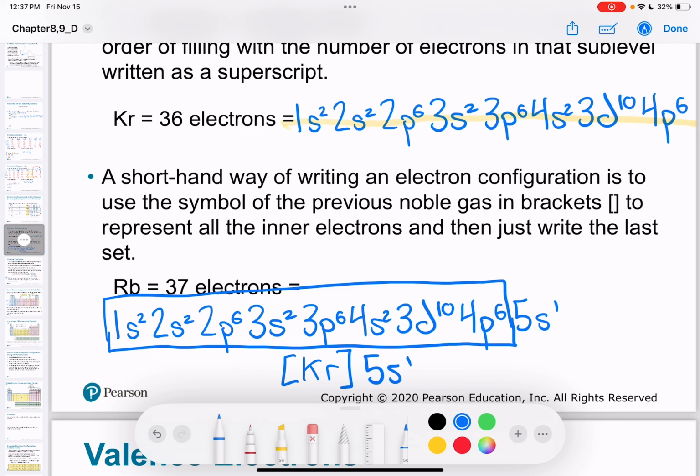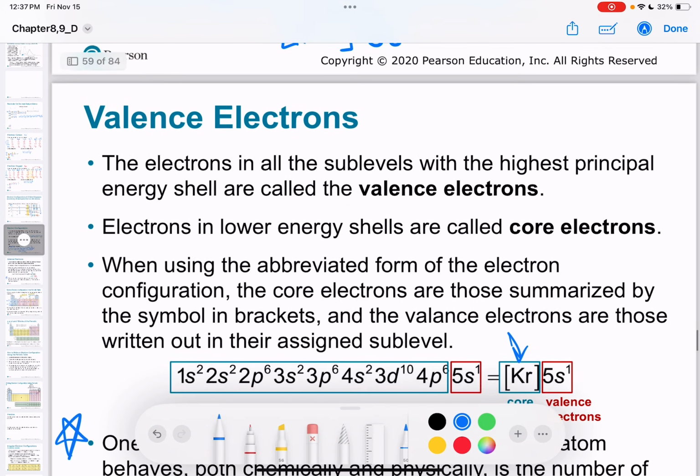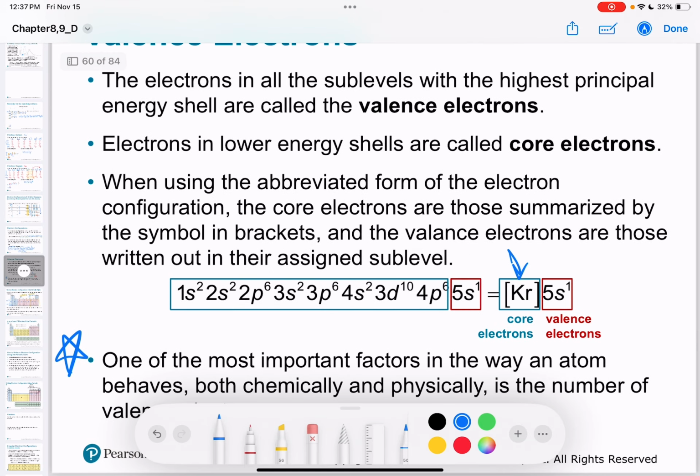So this is the shorthand or abbreviated way to write the electron configuration. And it's much easier once you are going past the first couple rows, because it just gets really tedious to write all of them. So we'll do that a lot. Also, it's really easy to identify the valence electrons then. We can quickly look at the symbol for that noble gas and say those are all the core electrons. These are the only valence electrons.